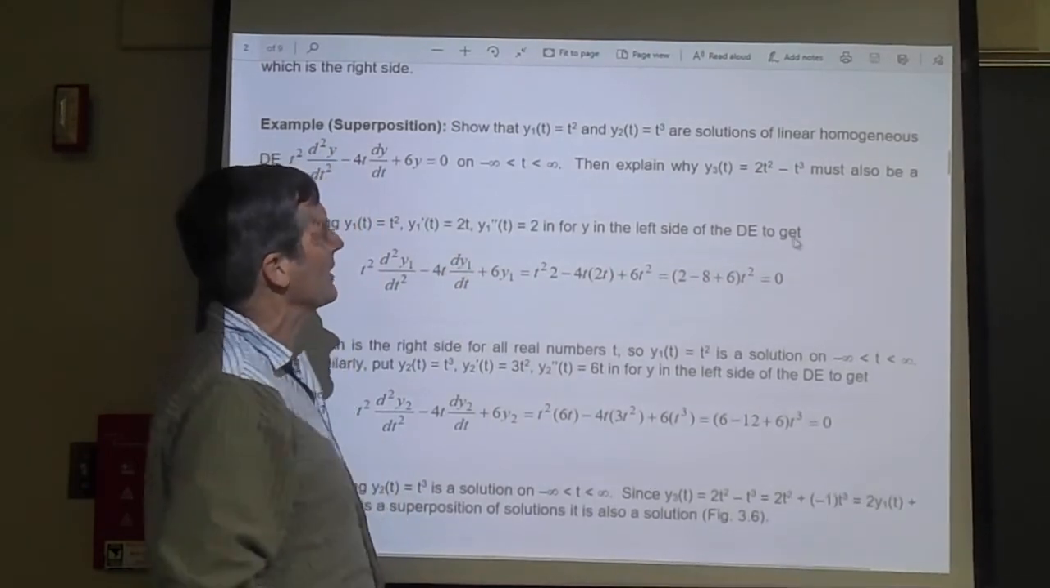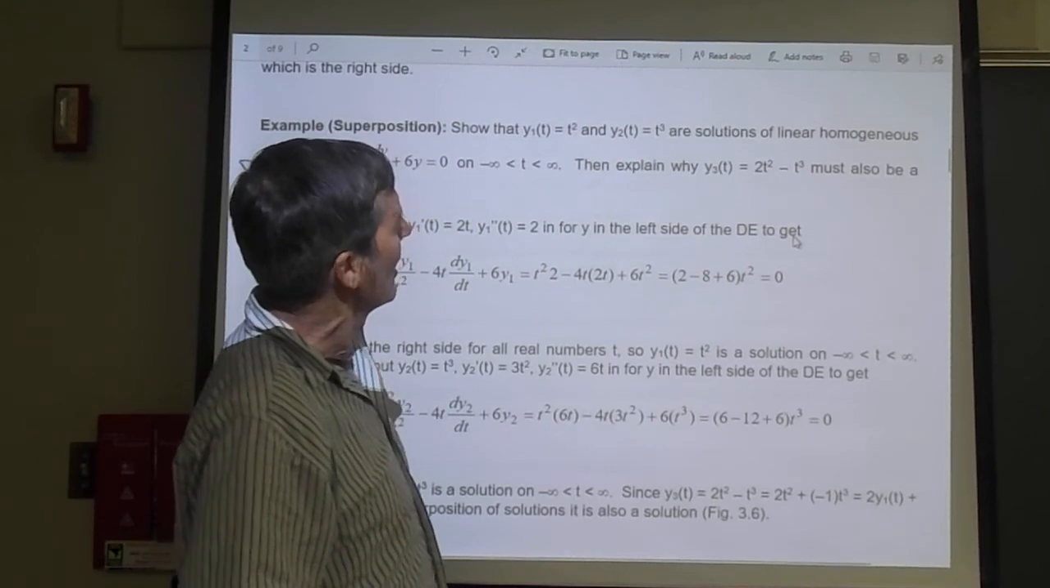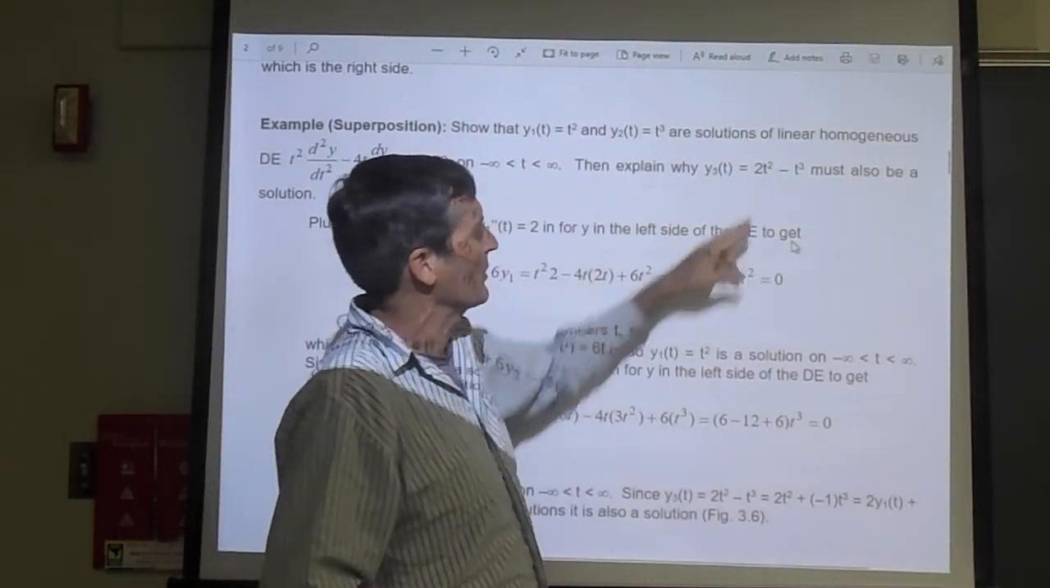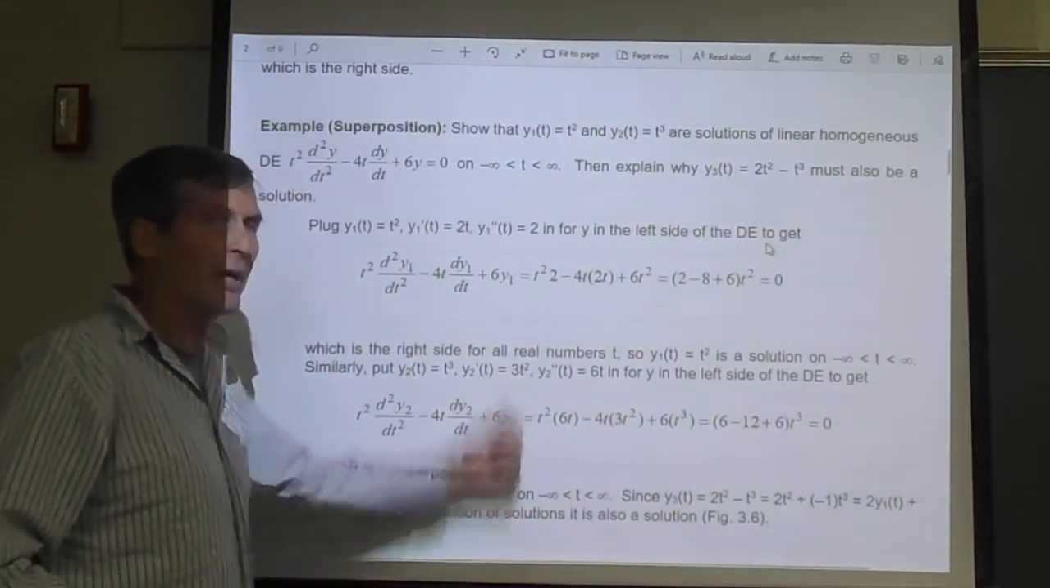So you can plug it in to see it. Similarly, you can plug t cubed in and you'll find it's a solution. I automatically know that any multiple of t squared plus a multiple of t cubed is also a solution. So I can take 2t squared plus minus 1 times t cubed. That must also be a solution by the superposition principle.